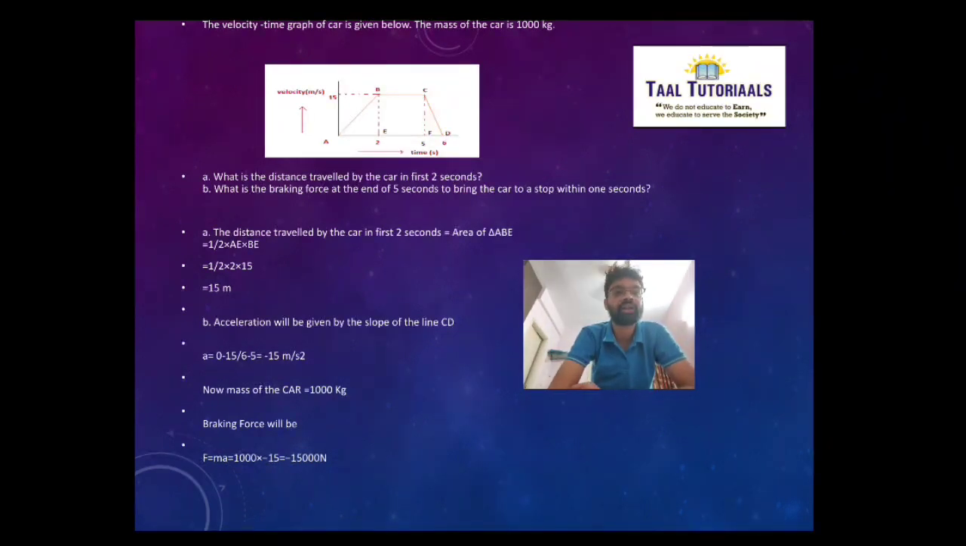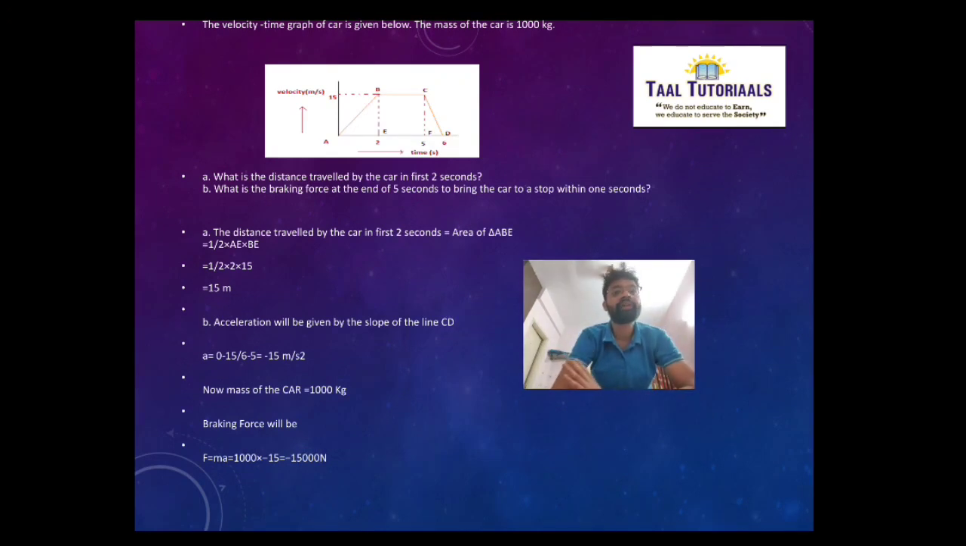Second question is to find the acceleration. Acceleration or retardation we need to find by slope. It will be given by the slope of the line CD, that is 0 minus 15 divided by 6 minus 5, where we get the answer as minus 15 by 1, and the answer is minus 15. So acceleration is minus 15 meter per second square.